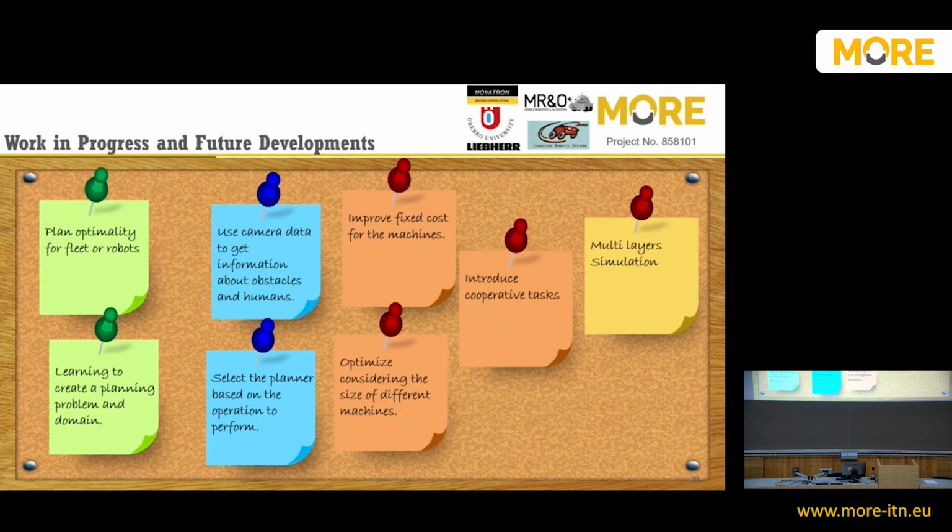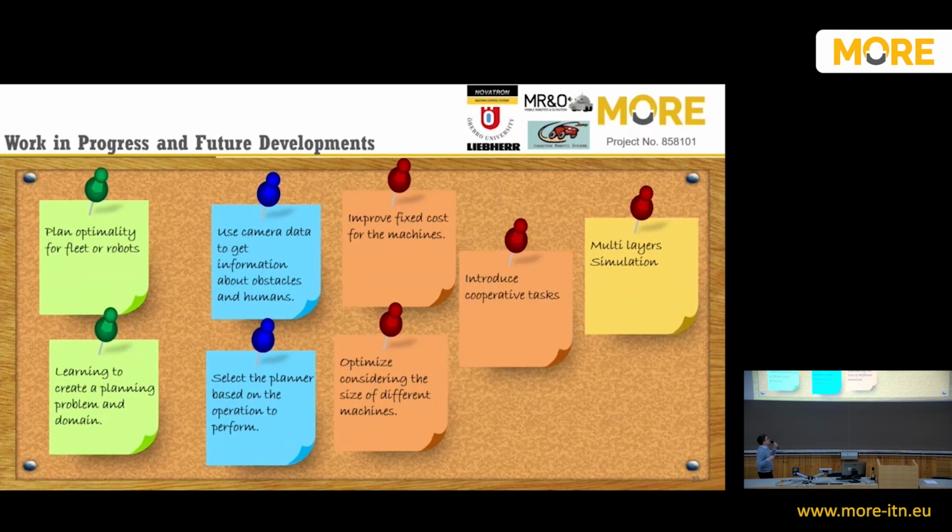And also in this case, how I can select the planner according to the operation that I want to do. Because maybe if I want to push something, or if I want to just do another type of operation, maybe I need to use a different planner.